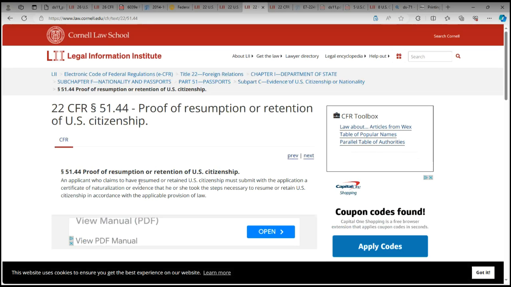An applicant who claims to have resumed or retained U.S. citizenship must submit with his application a certificate of naturalization or evidence that he or she took the steps necessary to resume or retain the citizenship in accordance with applicable law.